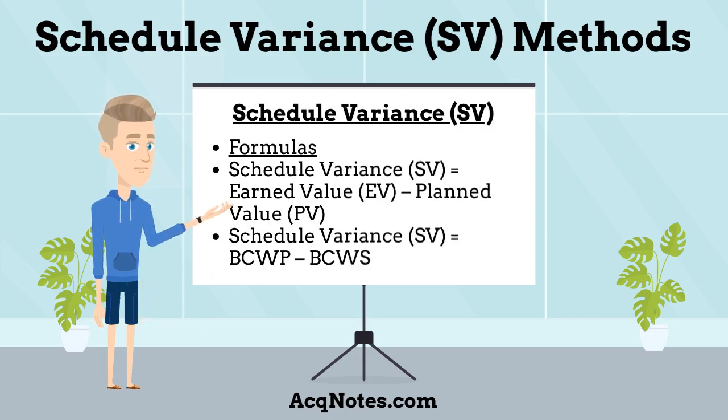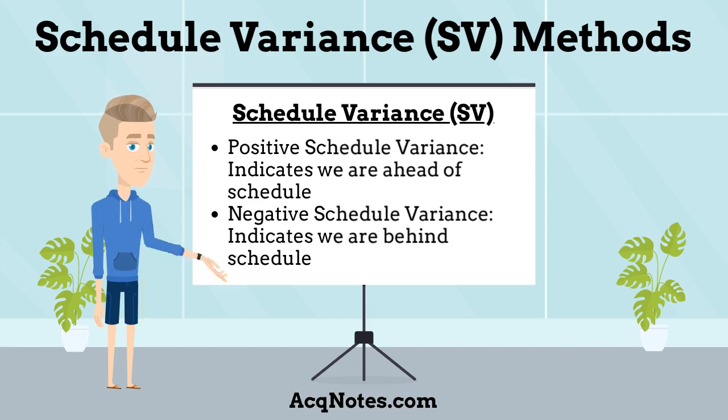The first method is schedule variance. Schedule variance indicates how much ahead or behind schedule the project is. Schedule variance can be calculated using the following formulas: schedule variance equals earned value minus planned value. Schedule variance equals budgeted cost of work performed, BCWP, minus budgeted cost work scheduled, BCWS. These formulas give the variance in terms of cost, which will indicate how much cost of the work is yet to be completed as per schedule or how much cost of work has been completed over and above the scheduled cost. The results are indicated by: positive schedule variance, indicates we are ahead of schedule. Negative schedule variance, indicates we are behind schedule.